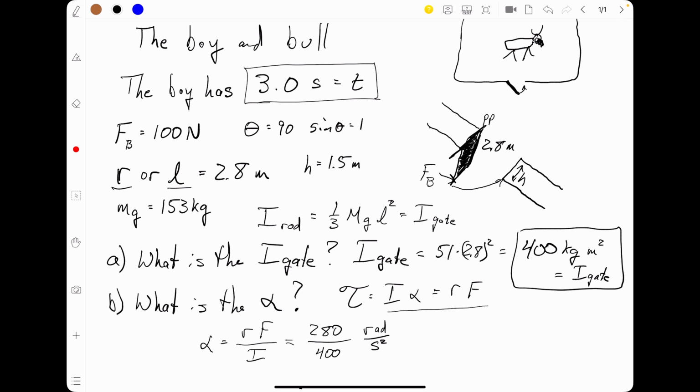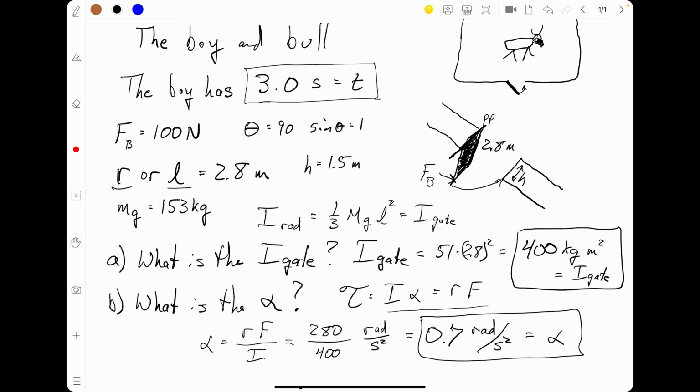And that happens to equal 0.7 radians per second squared. So that's our alpha.